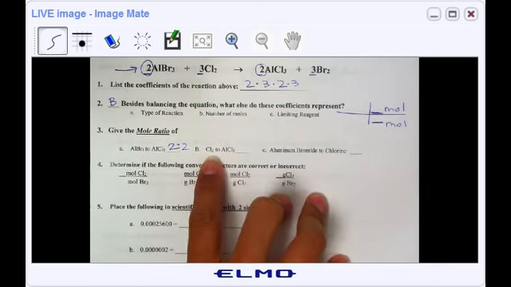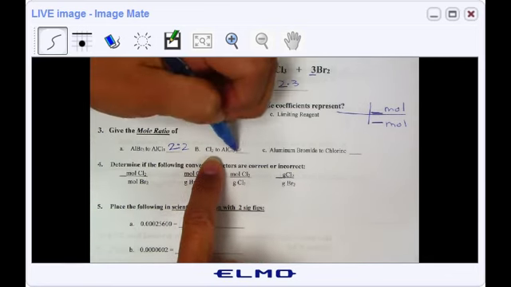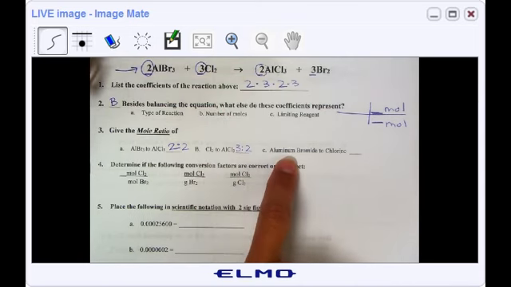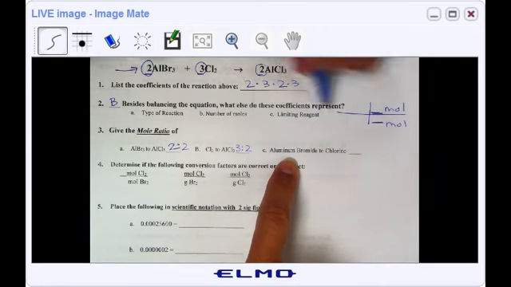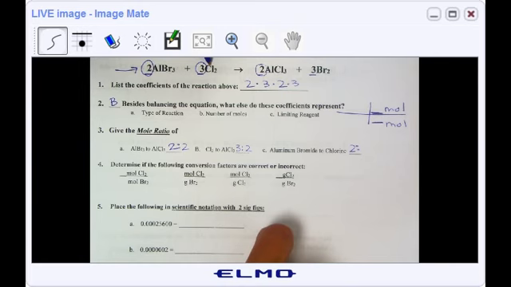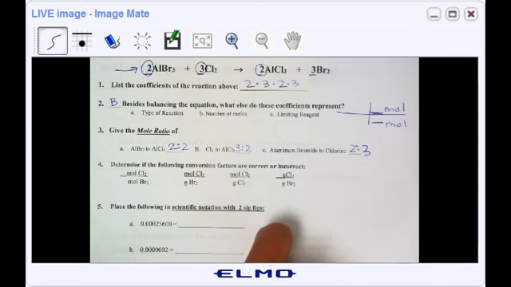B, Cl2: the coefficient for Cl2 is 3, to AlCl3. AlCl3 is 2. It is a 3 to 2 ratio. Aluminum bromide to chlorine. Aluminum bromide is AlBr3, so that is 2. Chlorine is right here, and the coefficient for chlorine is 3. That is a 2 to 3 ratio.